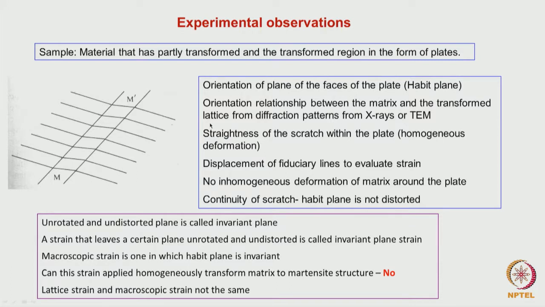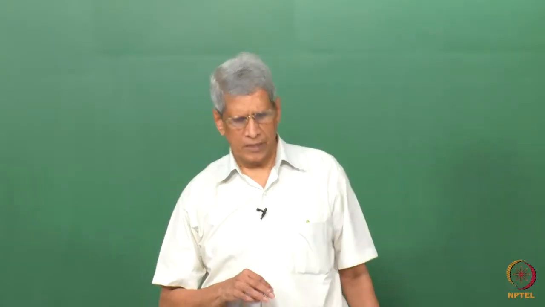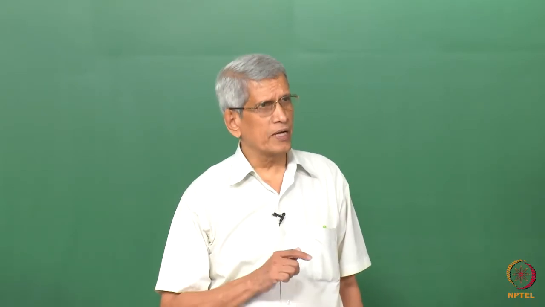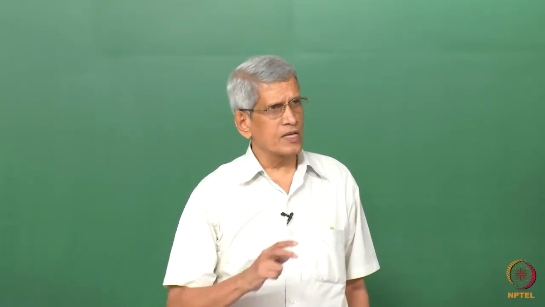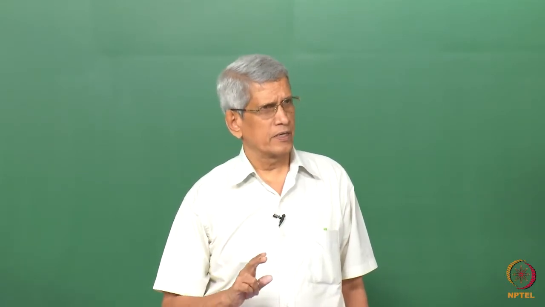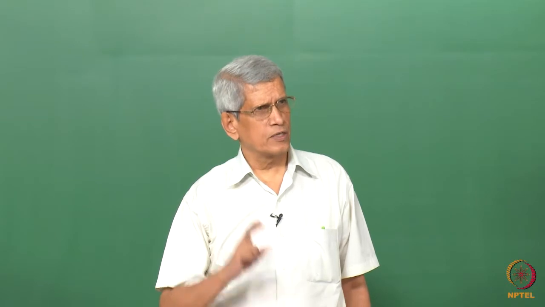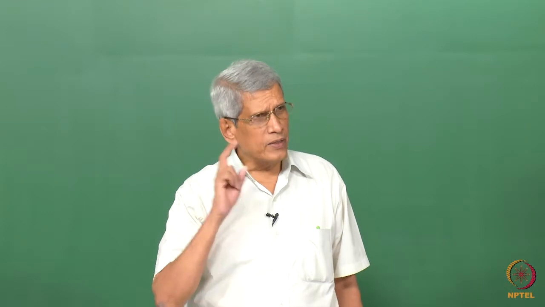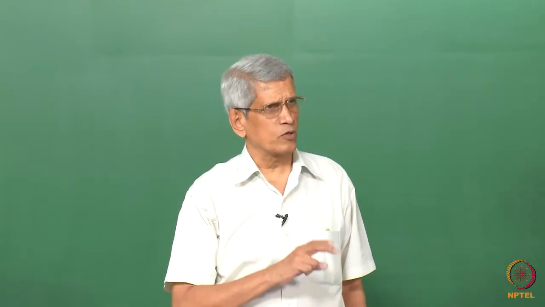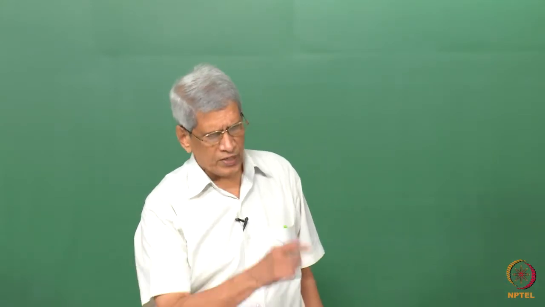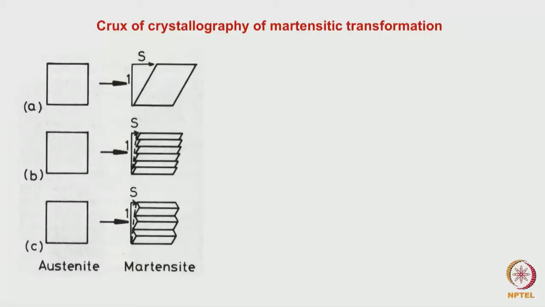As I mentioned, can this strain be applied homogeneously to transform the matrix to the martensitic structure? It is no. That is because the strain required to transform homogeneously from the matrix lattice to the martensite lattice is different from the macroscopic strain which we are seeing. Both of them are not the same. That we can understand from this figure.